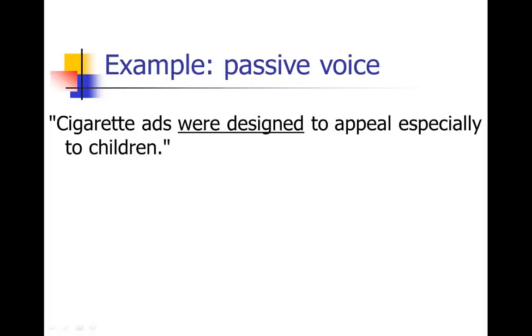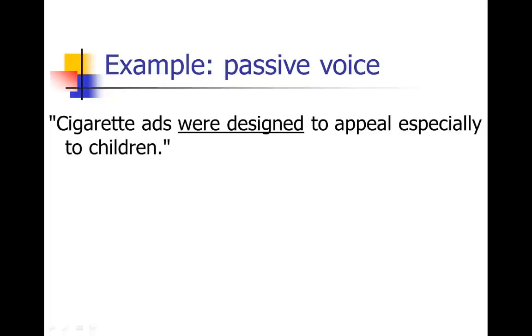Here's another example of a passive voice sentence in which the subject has been omitted from the sentence. So it says, cigarette ads were designed to appeal especially to children. So notice again, we've got the passive verb, the were designed, and the object, what was designed, is the cigarette ads. Now, who designed them? Well, when you read this, it's almost like they just kind of were designed that way. It just happened. It wasn't intentional. Nobody did it. Nobody's responsible. It just happened that way.